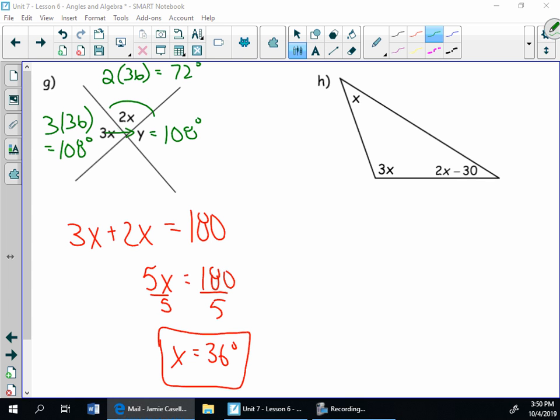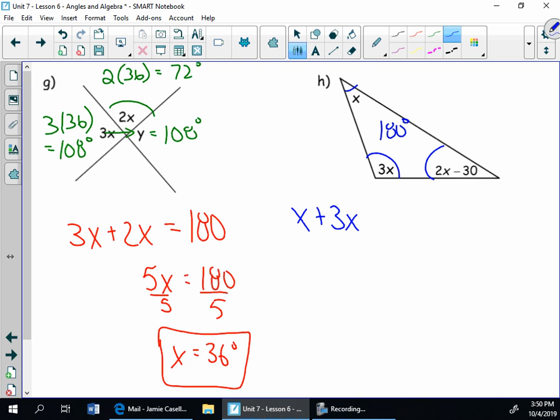What do I know about triangles? I know that if I take my three angles and add them all together, they should come up to our favorite old number, 180. How's that going to look? x is one of the angles, plus 3x, my other angle, and my third angle have to add together to make 180. I've got myself an equation. I need to solve this.